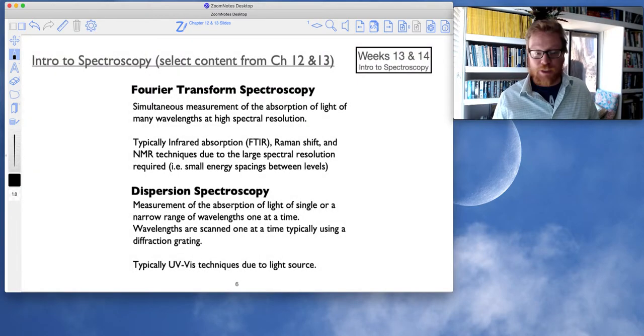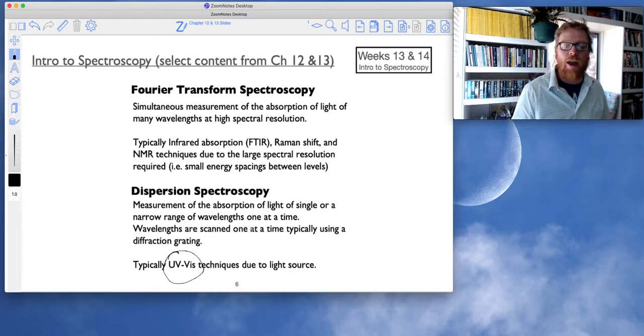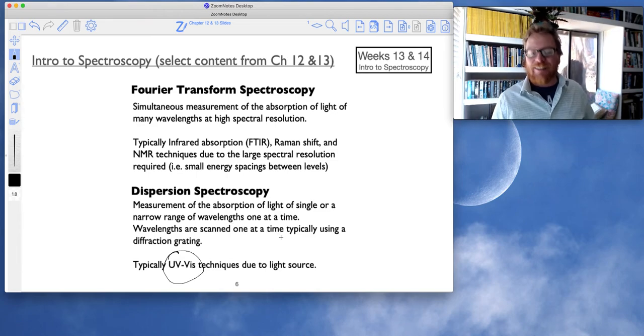So that gets us into describing the two main types of spectroscopy, the Fourier transform technique and the dispersion technique. What I've been describing up to now is the dispersion technique, typically UV-vis. In dispersion spectroscopy, it's the measurement of the absorption of light of a single or narrow range of wavelengths one at a time.